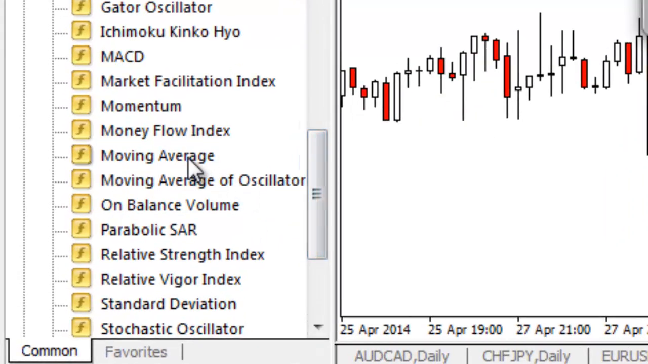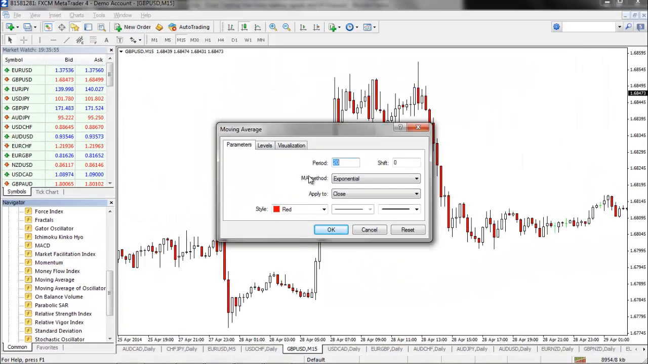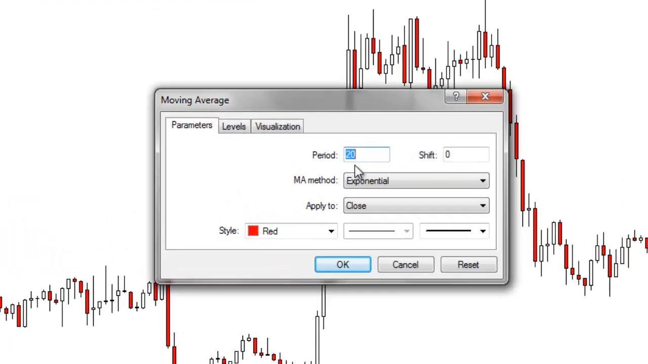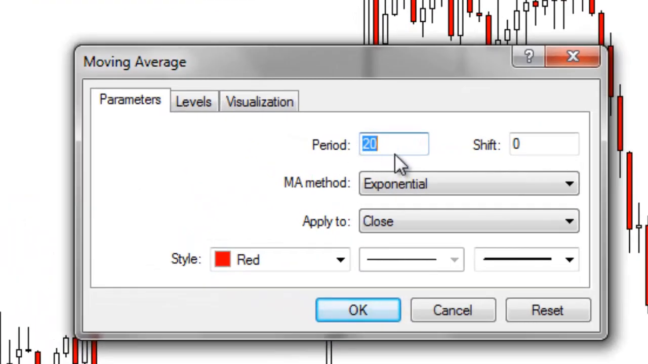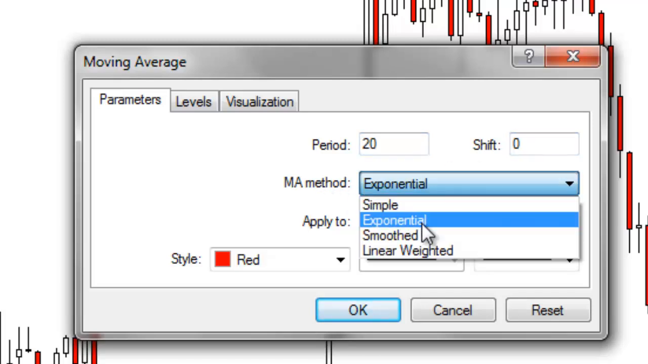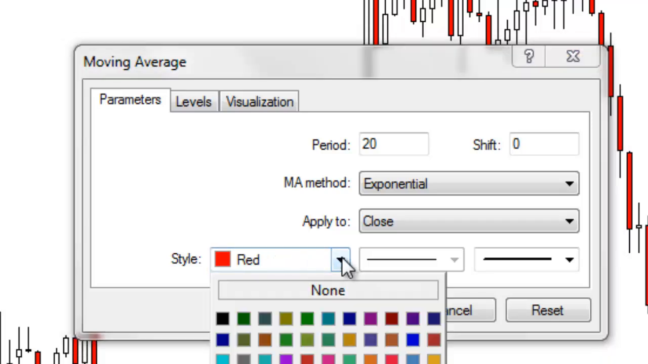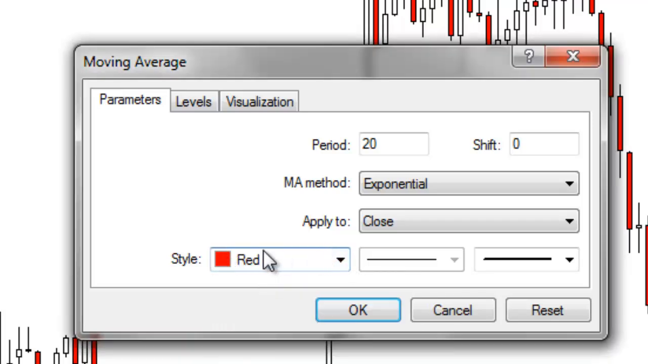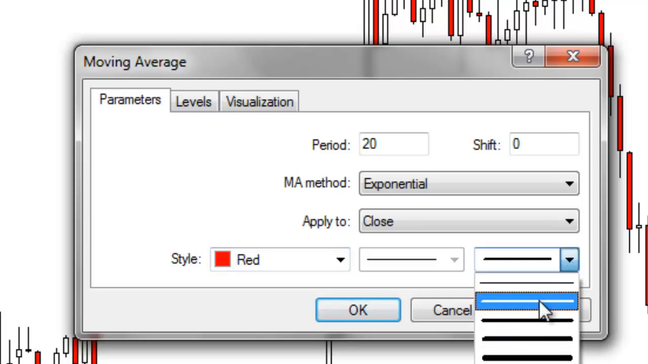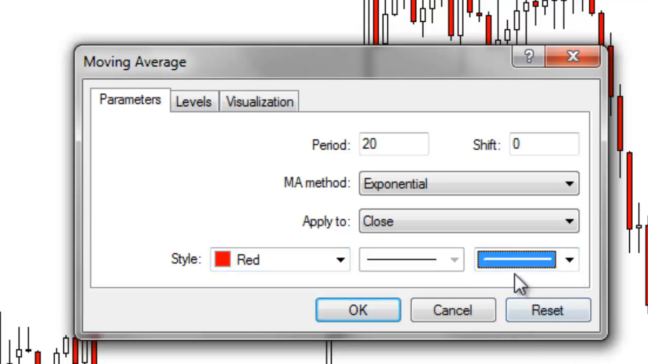Okay, this is an exponential moving average, and the settings for this moving average are: the period is 20 and shift is 0. Moving average method is exponential. So you should select this one, exponential moving average, apply to close, and style is any color you want. I am selecting red here. Select some width here so that you can clearly see it on the chart.